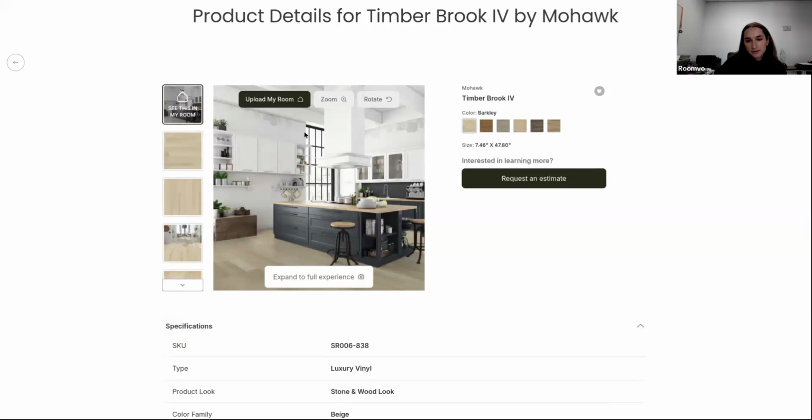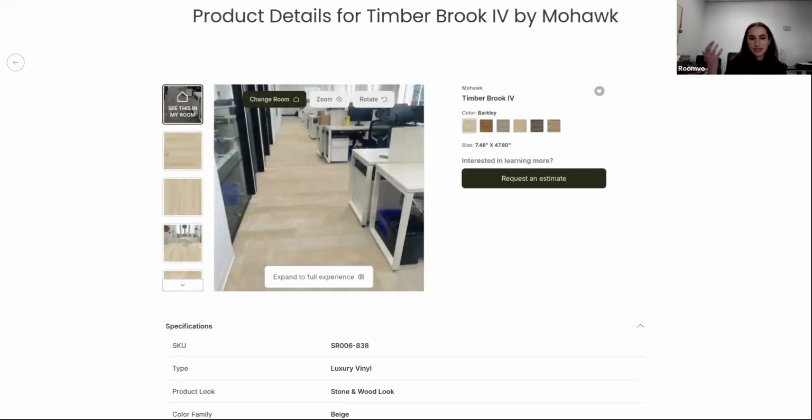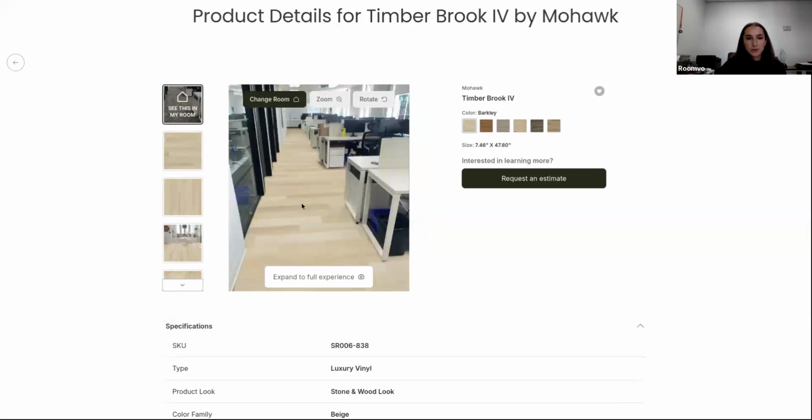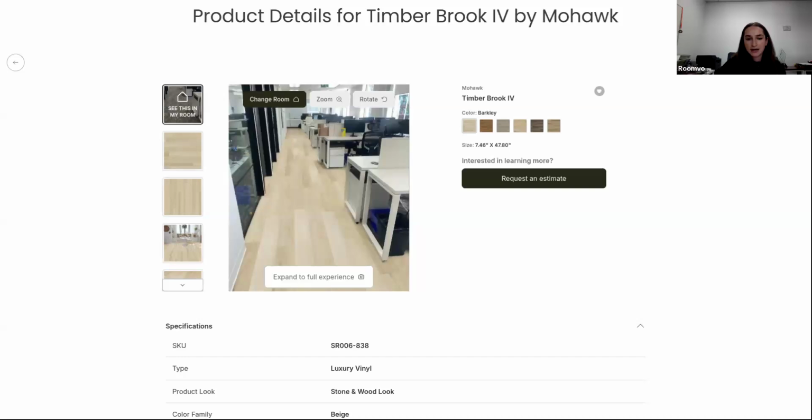Customers can now directly from the product display page upload a photo of their room. So I'm going to click the upload my room button and I'm going to upload a photo of our office space here today. So you'll be able to see what this product looks like in the office. So you'll see that's the existing product. Now it's overlaid with this new product. You can interact with the product by zooming in and out. We can rotate the product by 90 degrees to see a different installation pattern.